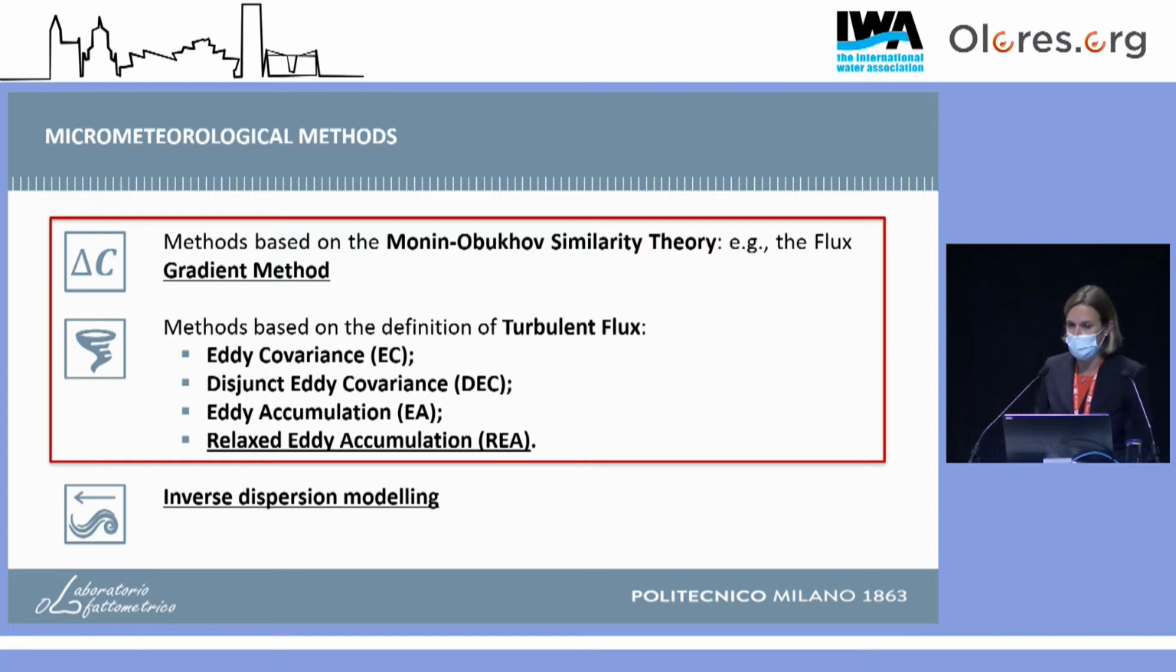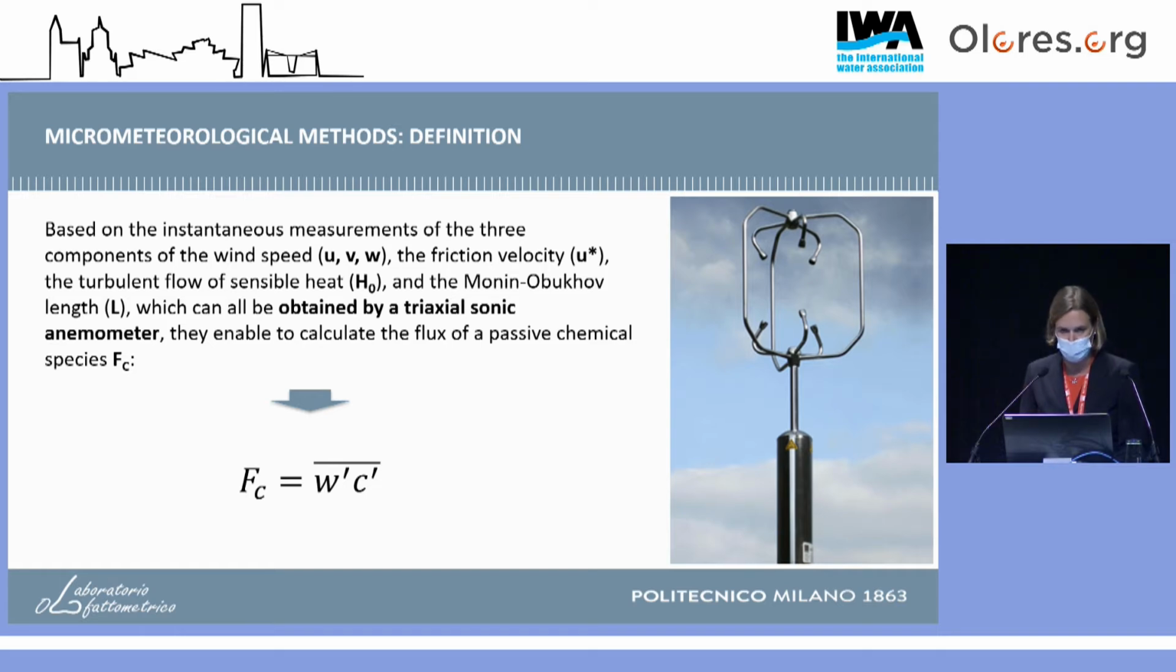Micrometeorological methods include a variety of different methods. We could start with the methods based on the Monin-Obukhov similarity theory, like, for instance, the flux gradient method, or methods based on the definition of turbulent flux, which include the primary method, the Eddy covariance method, followed by all its derivations, like the disjunct Eddy covariance and so on. And then there are also inverse dispersion modeling techniques that, however, have some limitations if applied to odours, which we will discuss in a few moments.